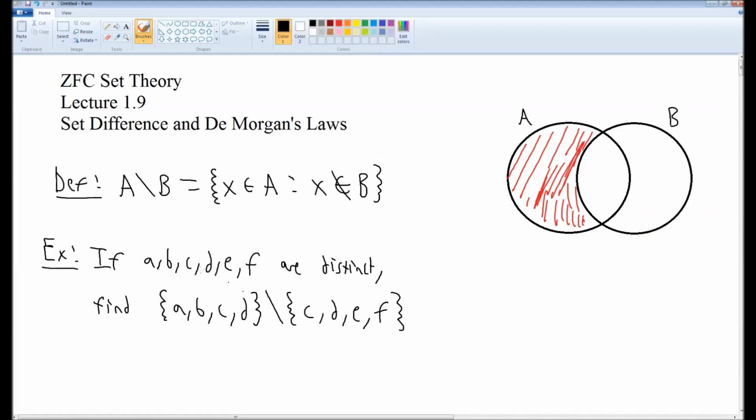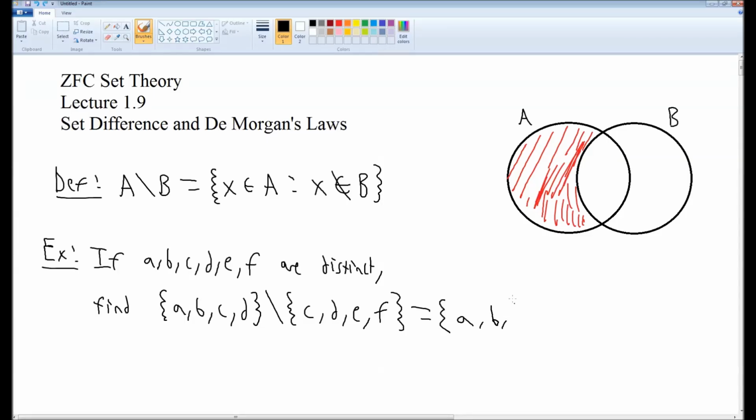Let's do a quick example here. Assume A, B, C, D, and F are distinct. We want to find what the set difference of these two sets is going to be. Well, it's just the set of things that are in this set, but not in this set. So we see A is in the first set, but it's not in the second set, so our answer is going to include A. B's in the first set and not in the second set, so it's going to include B.